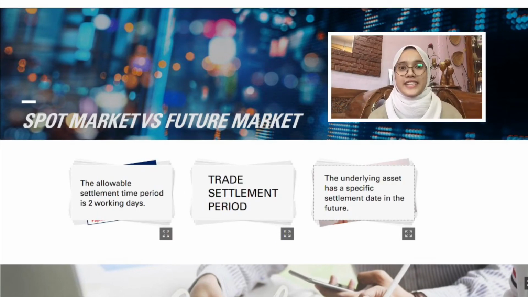Okay, so next is trade settlement period. For the spot market, the allowable settlement period is 2 working days. That 2 working days is for the transfer of the cash from the buyer to the seller. In most cases, the spot market prices settle in near real time. Okay, so for the future market, the name itself is futures. So the underlying asset has a specific settlement date in the future.